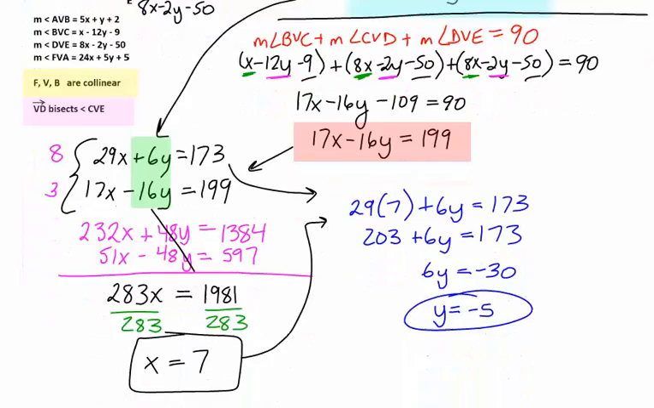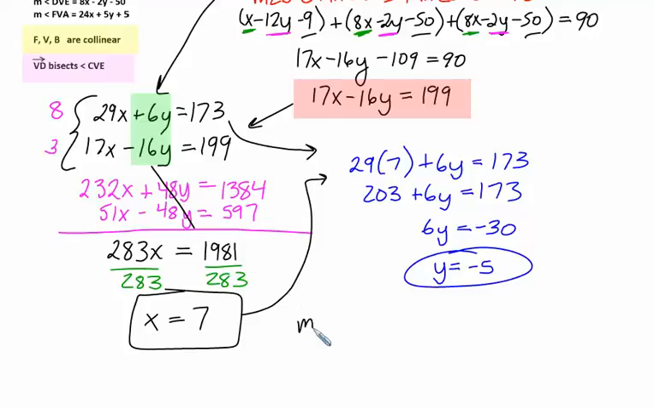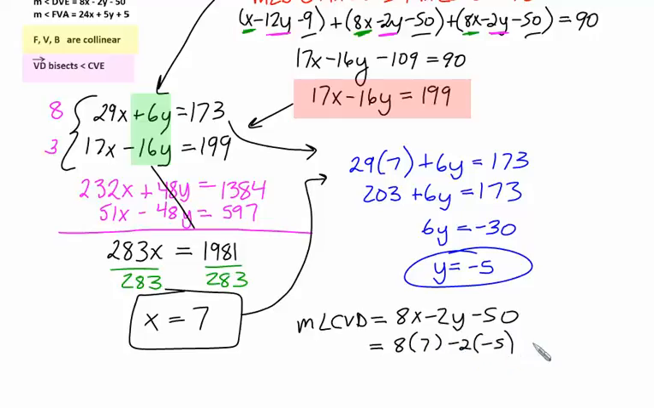On a quiz or a test, please show me that plug-in. So measure of angle CVD was equal to 8x minus 2y minus 50. We plug in our x, which is 7. We plug in our y, which is a negative 5. Use your calculator or do some mental math here. So this is 56 plus 10 minus 50. So it looks like that's going to be 66 minus 50, which is 16.